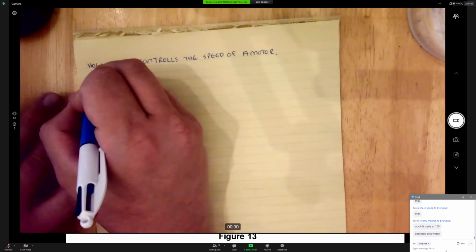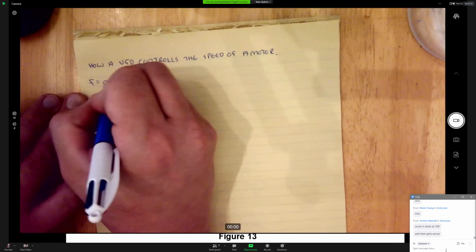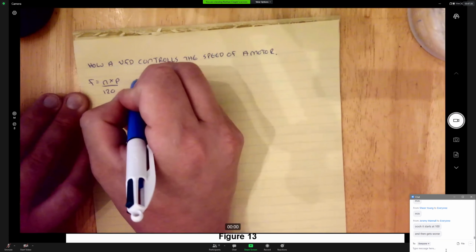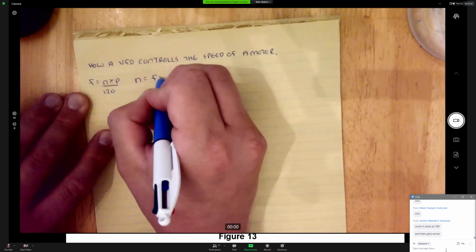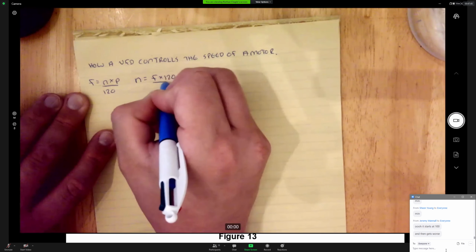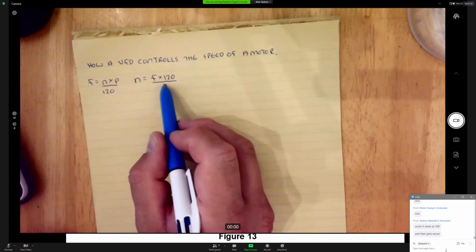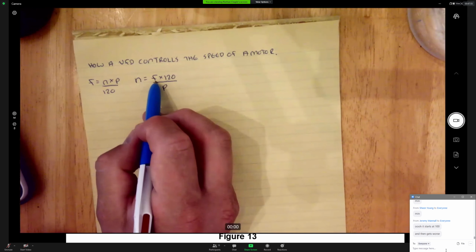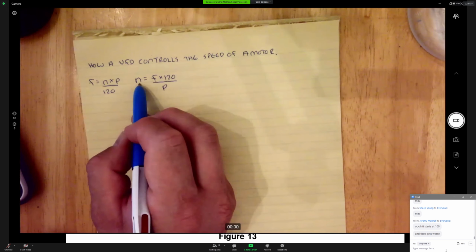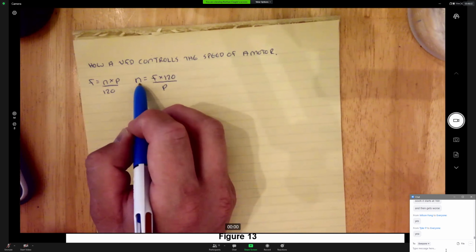And lots of you are probably thinking, well, Nathan, you already mentioned this formula, which is frequency is equal to speed times the number of poles divided by 120. Therefore, we control the speed of a motor by varying, well, we have frequency times 120 divided by the number of poles. So this right here is fixed. We cannot control this. So it should make sense to everybody that if we control the frequency, we control the speed of a motor. Does that make sense to everybody? Of course it makes sense, right?